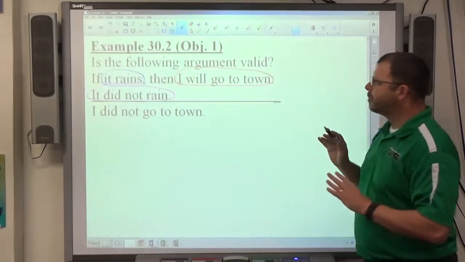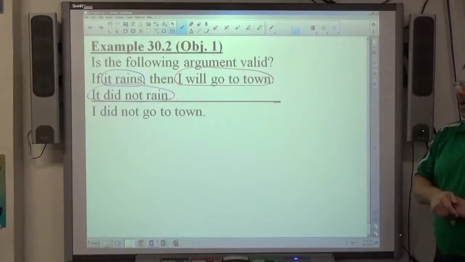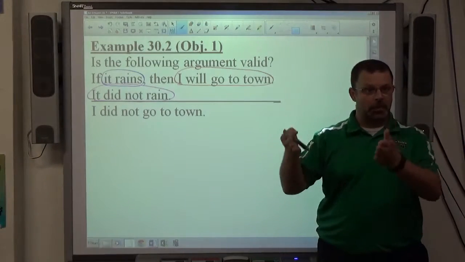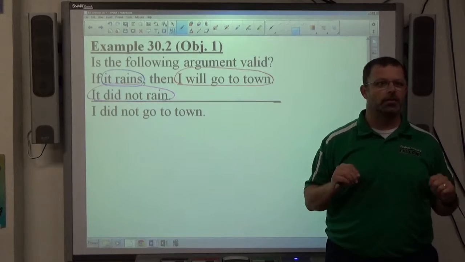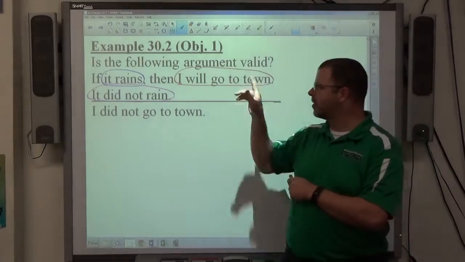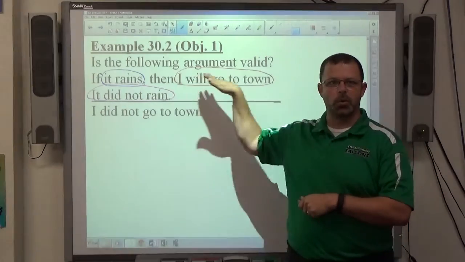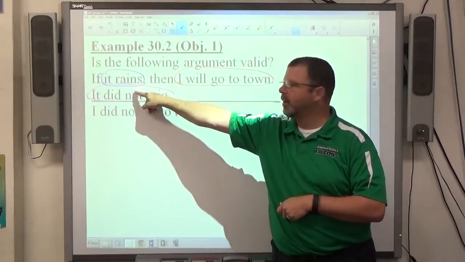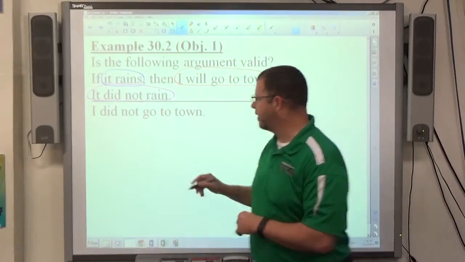So that's not saying that it rained, and the only thing I know based on fact in this problem is that if it rains, I'm going to town. That's the only thing I know. You have to throw out all other thought when you're doing these problems. The only thing you know is this rule right here. This is the rule of the universe that's important to you right now. That's the only thing that you can tell anything about. This doesn't say it, so this is invalid.